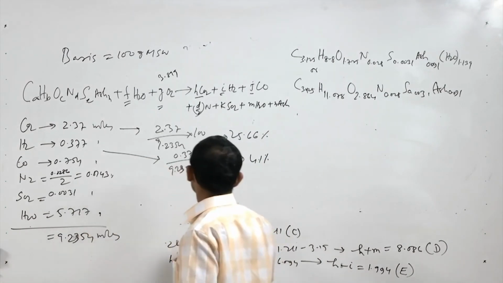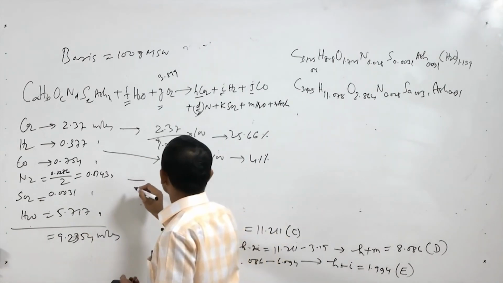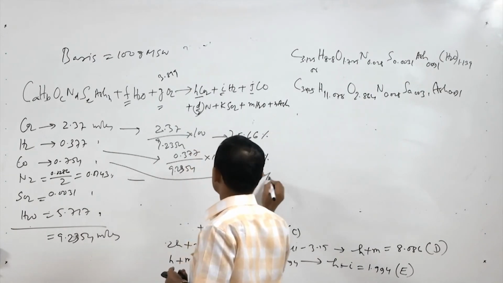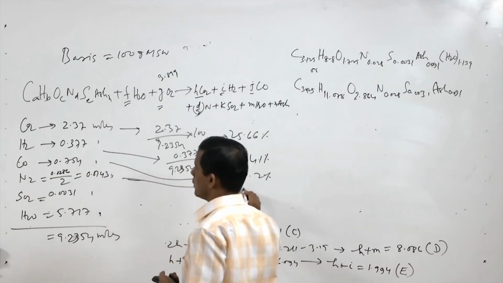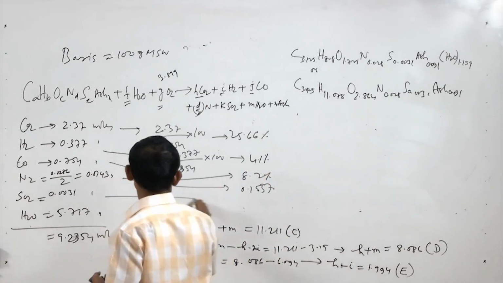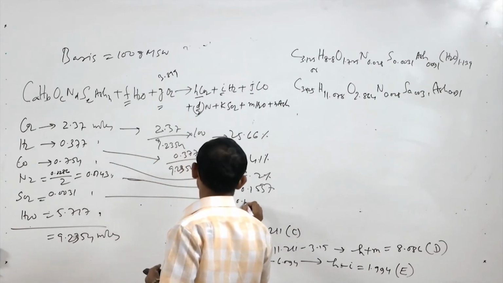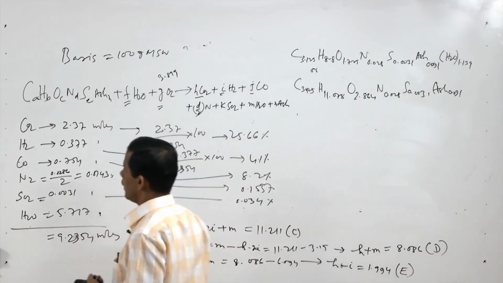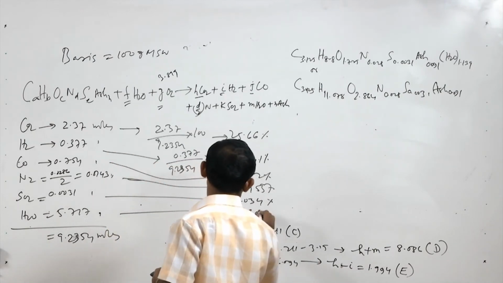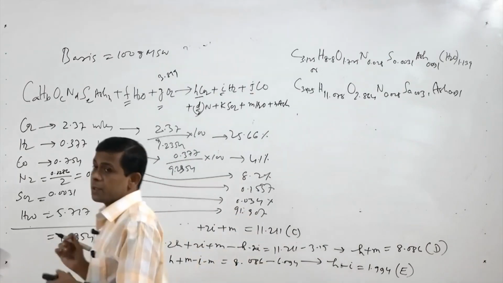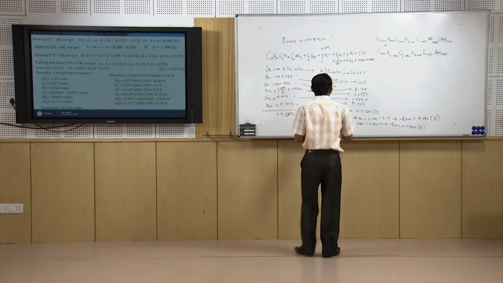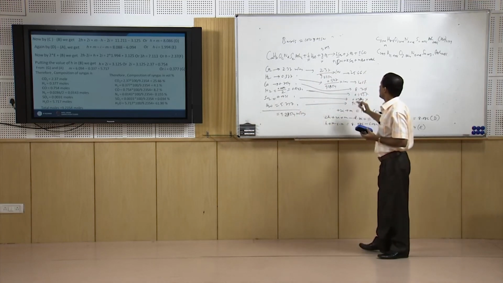Similarly for CO, it is coming 8.2%. For nitrogen, it is coming 0.155%, for SO2 it is coming 0.034%, and for H2O it is coming 61.90%. The next part of the problem, we have to explain why this CO and H2 is less.